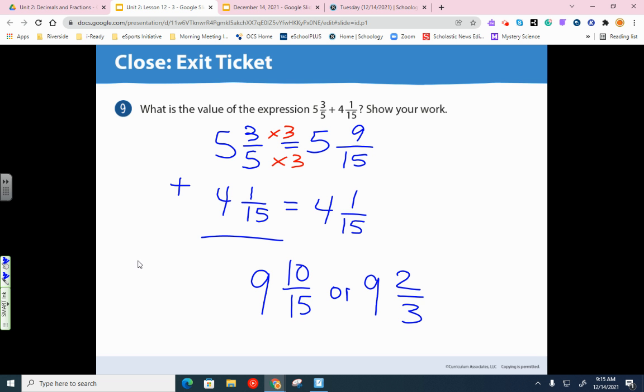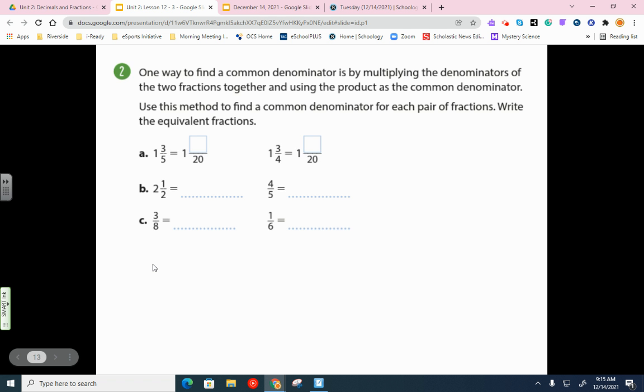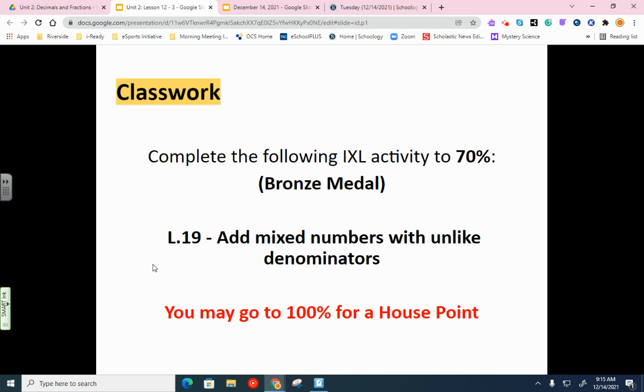So 9 and 2/3. Okay, so your classwork is going to be L19, add mixed numbers with unlike denominators. And again, it's very similar to what we did today, of course. But if you need any help, I'm here to help you get through it.